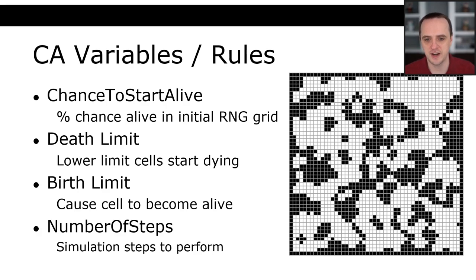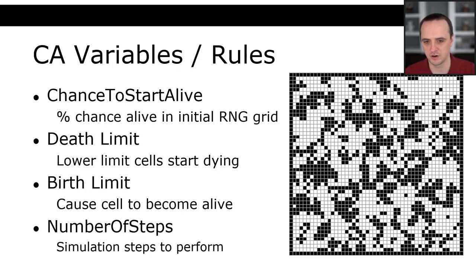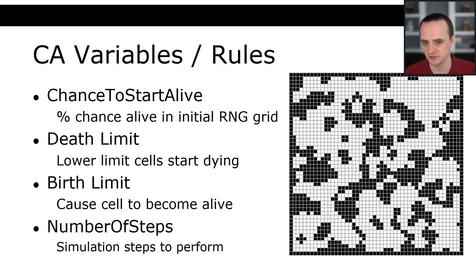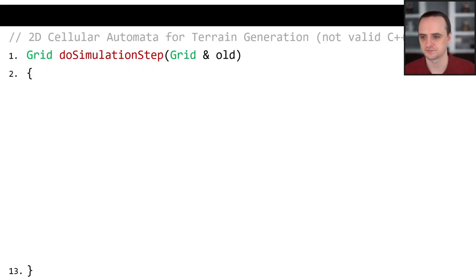So over here, you can see a sort of animation. This plays really, really fast, I apologize. But it starts with random data. It has some parameters over here, and then it runs for some number of steps, probably 5 or 6 steps, okay? So I'm going to show you the entire algorithm right here.